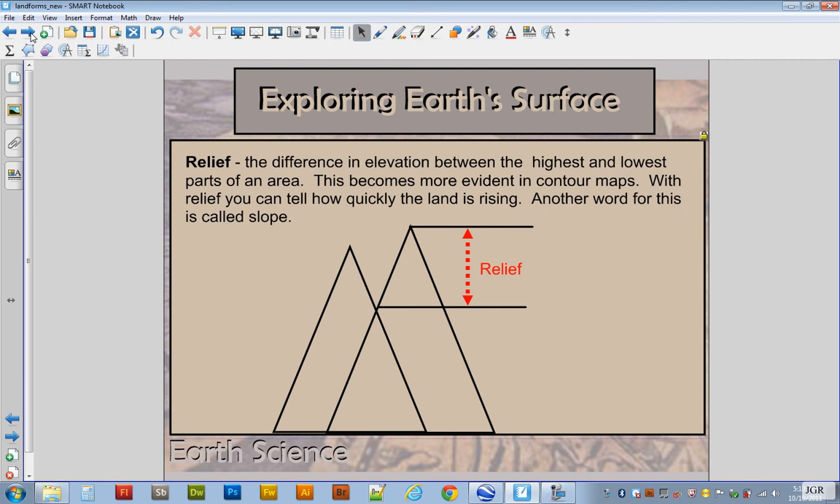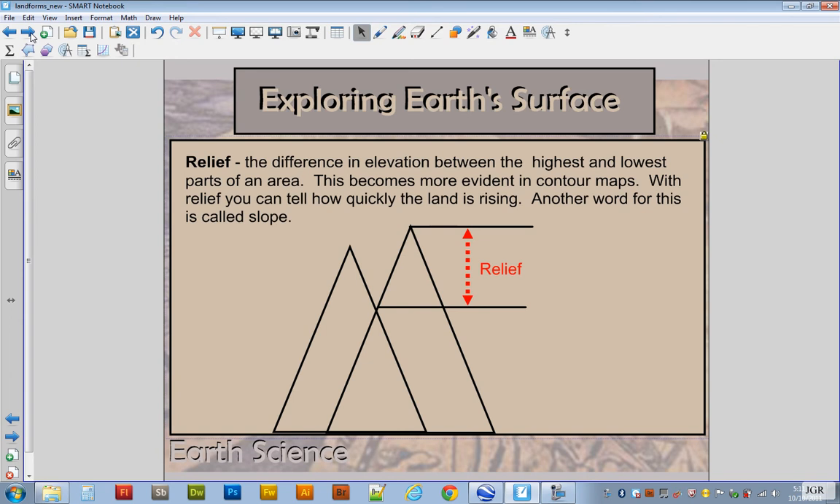The next slide tells us the definition of what relief is. The definition of relief is the difference in elevation between the highest and the lowest parts of an area. Now, relief is very helpful in determining the slope of the land. For example, relief can be very high. That means that the land changes from low to high very quickly. We can have very low relief. Low relief would be a very gentle slope, or a very gentle increase in height of a land.